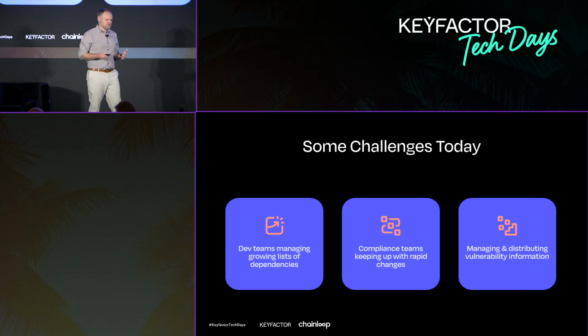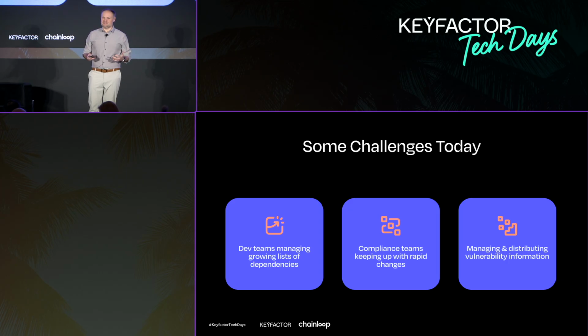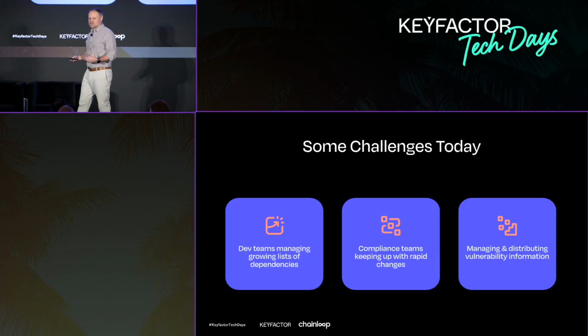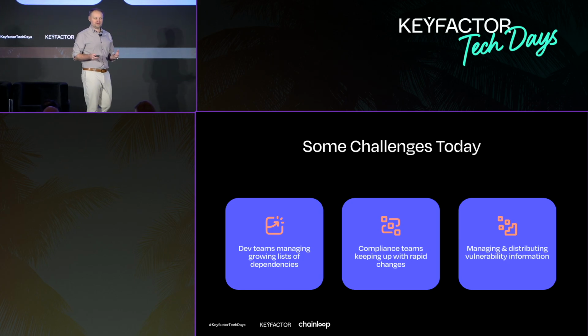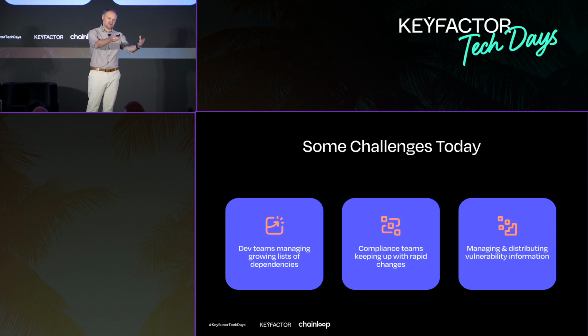So what are some of the challenges today? Development teams, like I was saying before, are managing hundreds of dependencies for a given application. Compliance teams are trying to keep up with these changes. You're trying to manage this vulnerability information. We've just built this version of our application. What are the vulnerabilities we're susceptible to? What other dependencies did we take in?